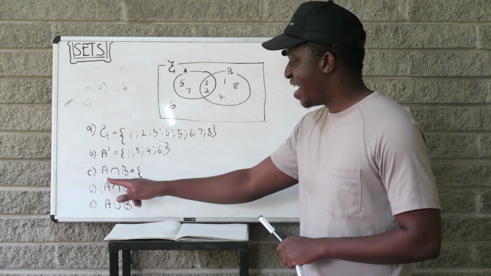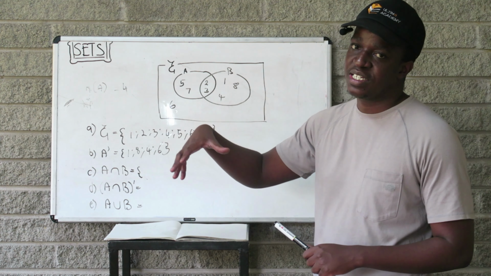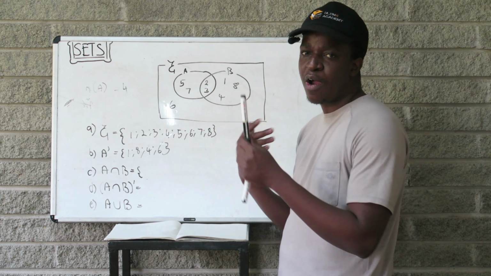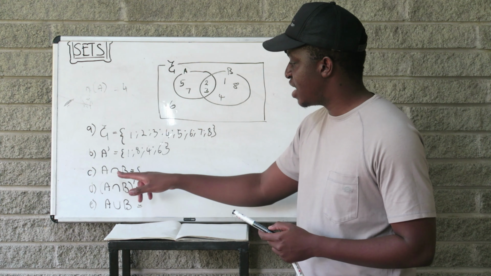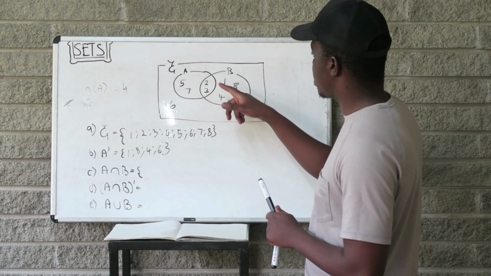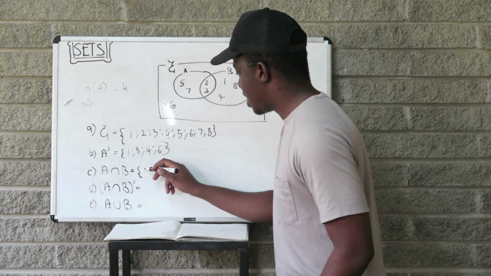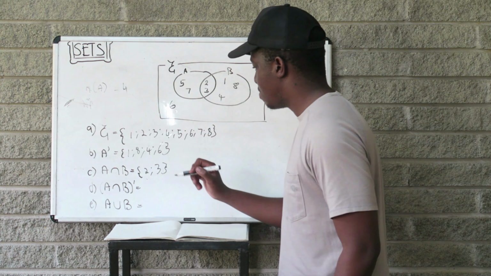Anyway, A union B. Actually, that's wrong. This is intersection. So if the cup is facing down, that's intersection. If the cup is facing up, that's union. That's how I remembered it. I hope that helps. But anyway, A intersection B. So that just means I'm going where A intersects with B. The elements are just simple. 2 and 3. I close my section.